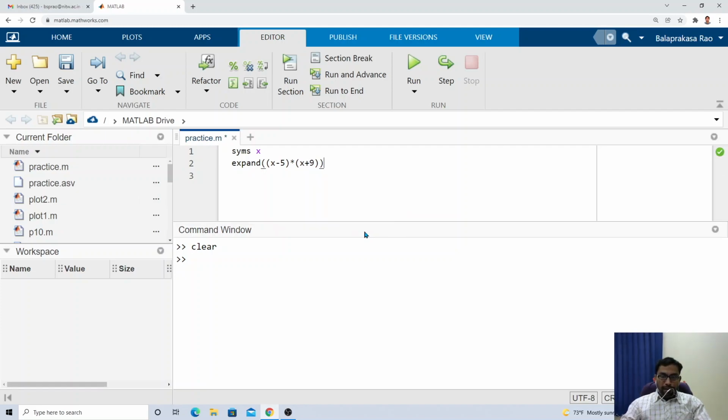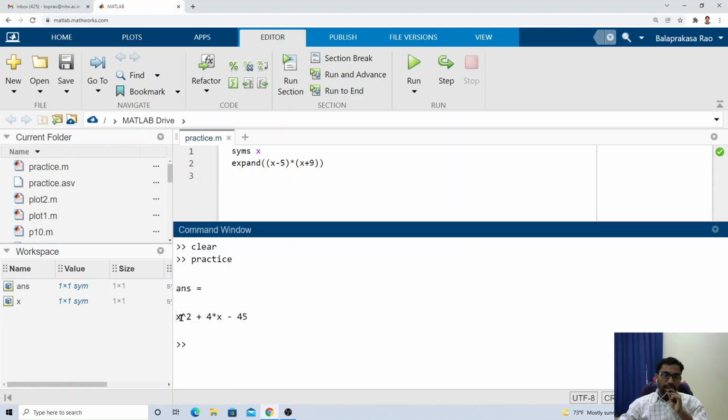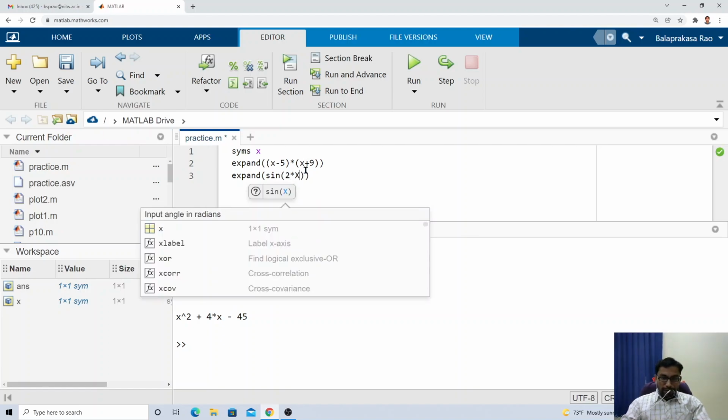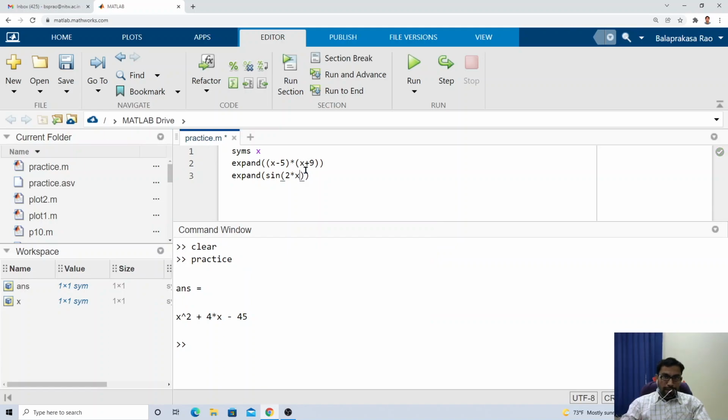You simply give it to the expand function. The expand function will take care of this one. It will expand and return the expanded result, x square plus 4x minus 45. Similarly, you can expand anything. Let us say you want to expand sine 2 times x. This would be small x. Let us run this one. See, sine 2x is 2 sin x cos x.